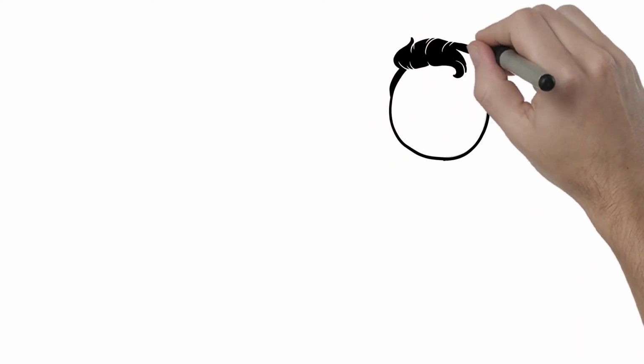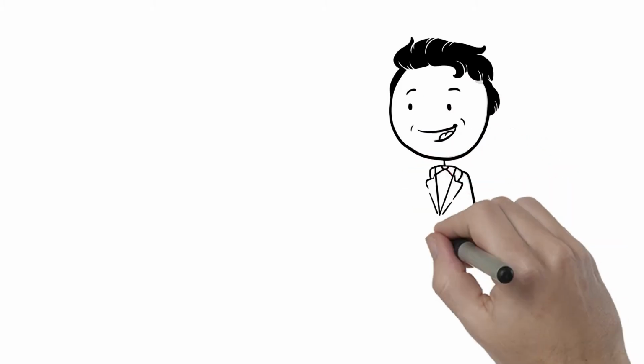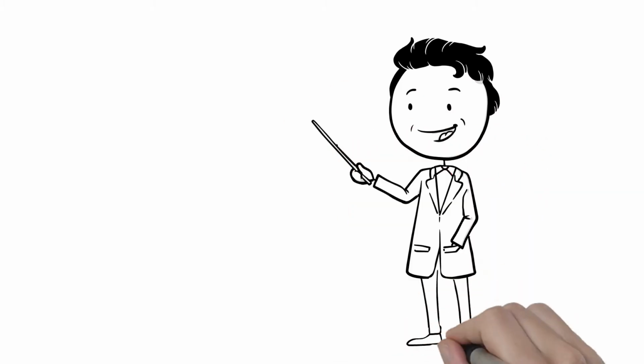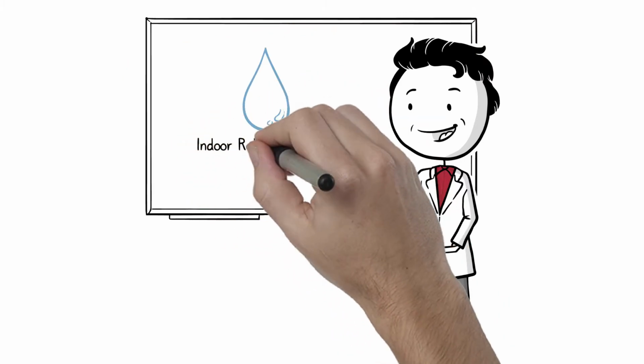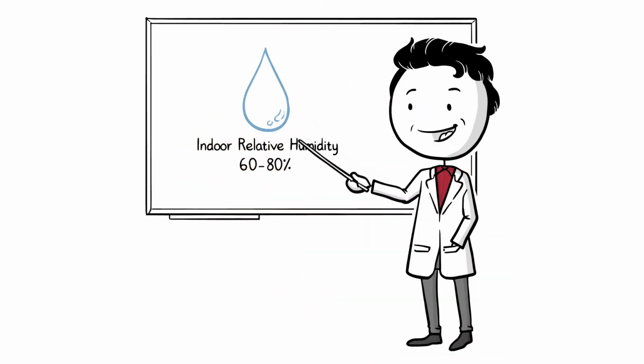Water vapor is always present in the air as humidity. Relative humidity is the amount of moisture in the air compared to the amount of water it can hold at that temperature. Typical indoor relative humidity is about 60 to 80%.